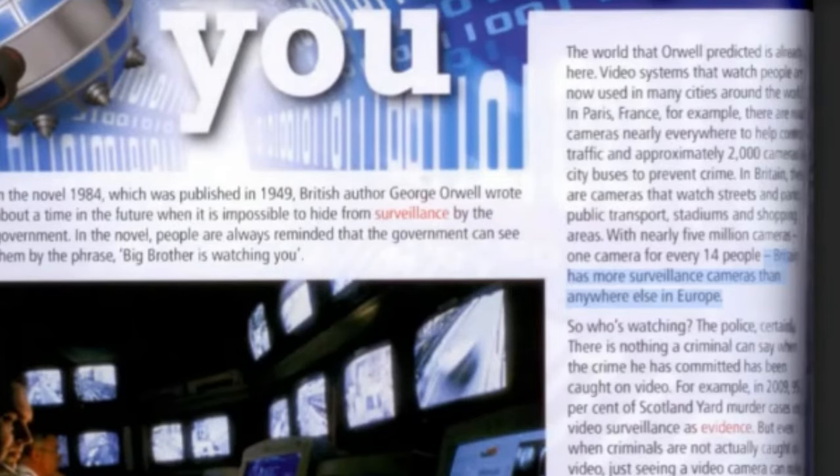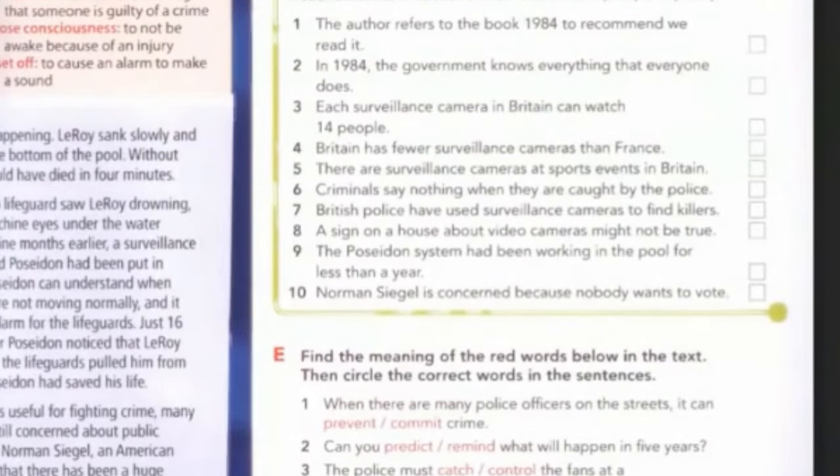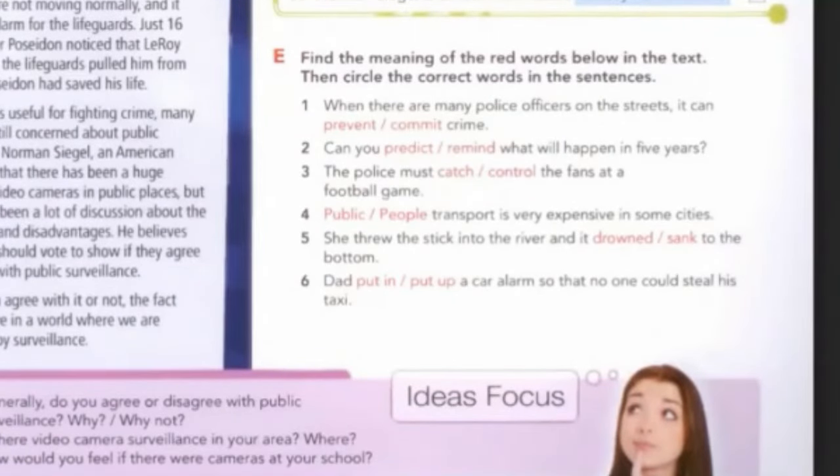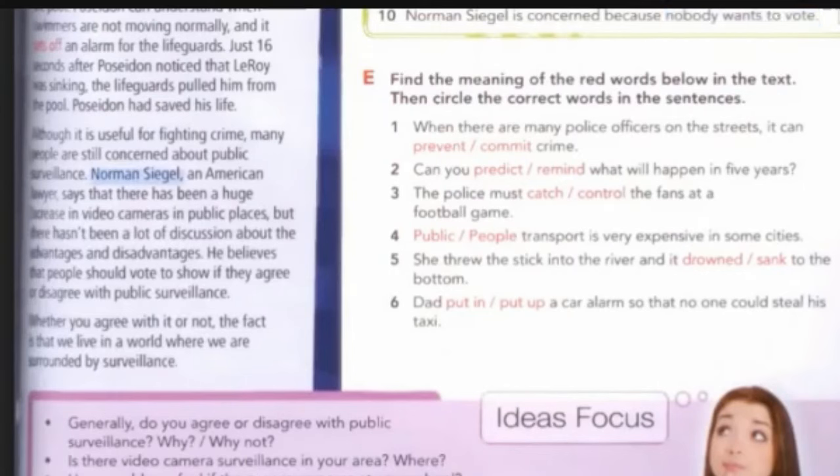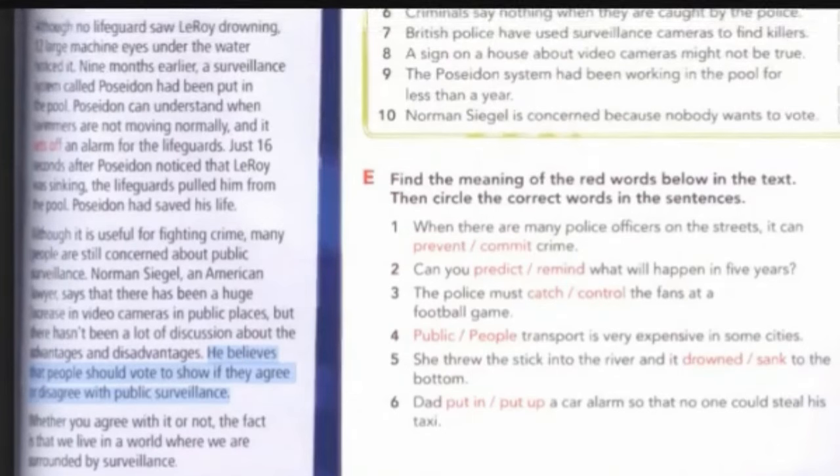So we have already answered all from number 1 to 9, right? Let's look at number 10 together. Number 10, Norman Seigel is concerned because nobody wants to vote. The keywords are Norman Seigel and nobody wants to vote. You can find this in the second last paragraph. Now you see the name Norman Seigel here. He's a lawyer. Which sentence talks about voting? He believed that people should vote to show if they agree or disagree with public surveillance. Does that mean he is concerned because nobody wants to vote? So what's the answer for number 10?